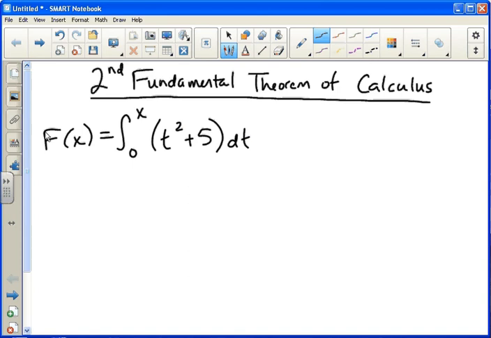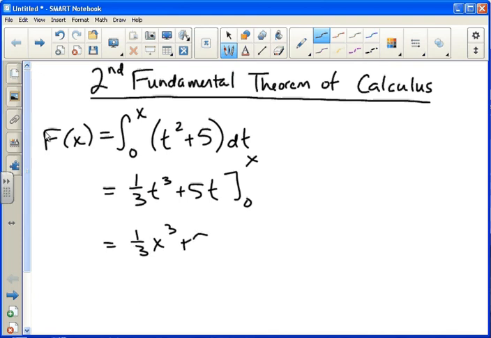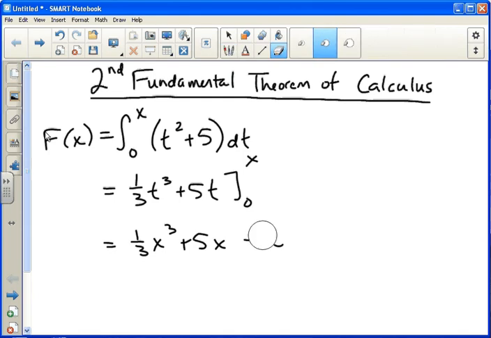So we can find this as a more normal equation. We can take the antiderivative. We would get 1/3 t cubed plus 5t from 0 to x. Then plug in the top number minus the bottom number. Well, we just get 0, so I'm not going to worry about that and will just erase it.